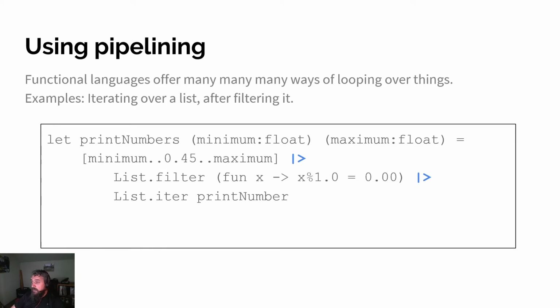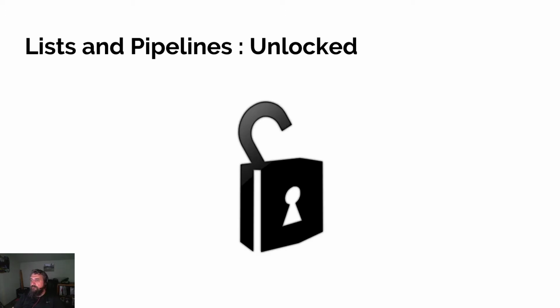And we're going to filter for anything that is evenly divisible by 1, or in this case, doesn't have a decimal part of the number, and then we'll pass the resulting filtered list into the print number function. And so we've done some lists and we've done some pipelines. Nice and easy.